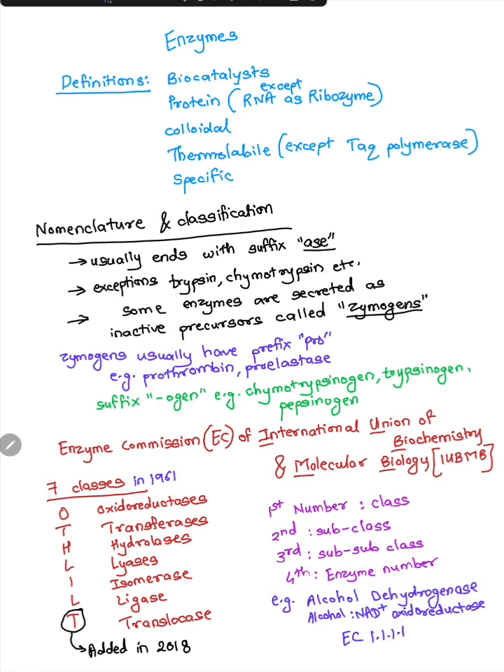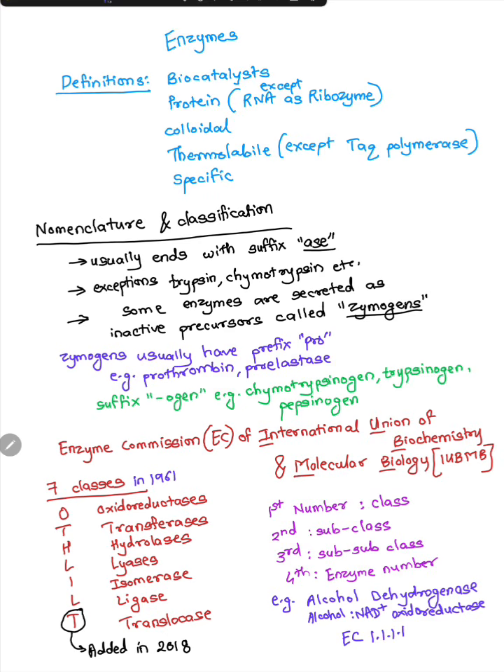To give an example, alcohol dehydrogenase is the name of the enzyme. The name suggests that it causes dehydrogenation or oxidation of alcohol into aldehyde, but its official name is alcohol NAD oxidoreductase because it belongs to the first class, oxidoreductase. NAD acts as the coenzyme, and NAD also acts as the acceptor of the hydrogen.